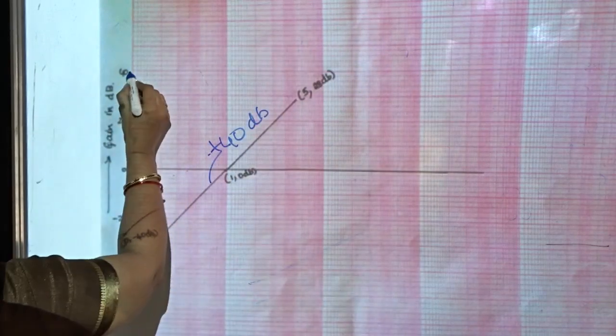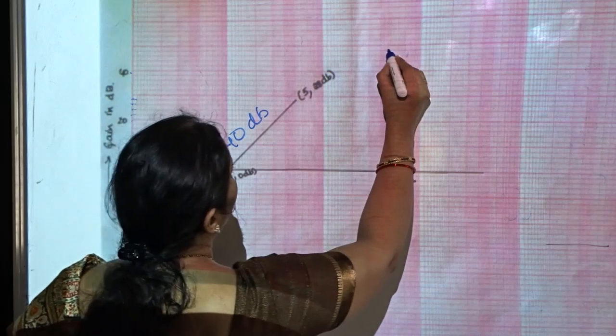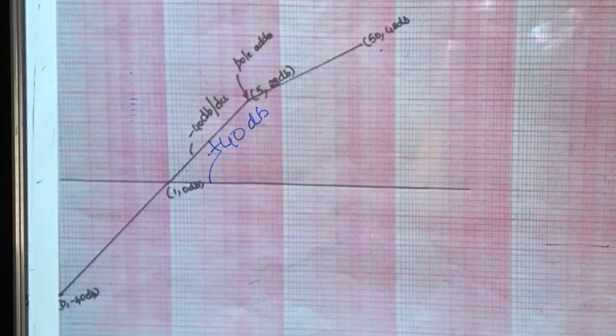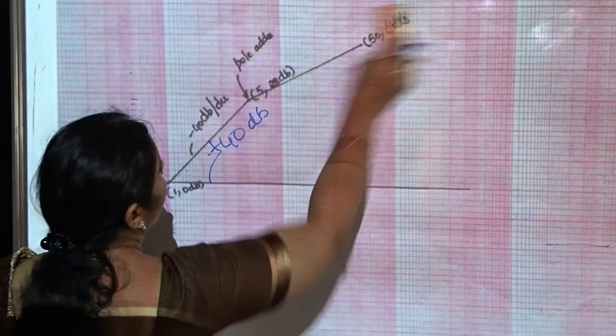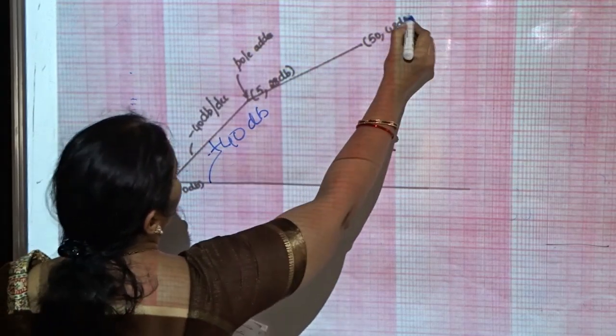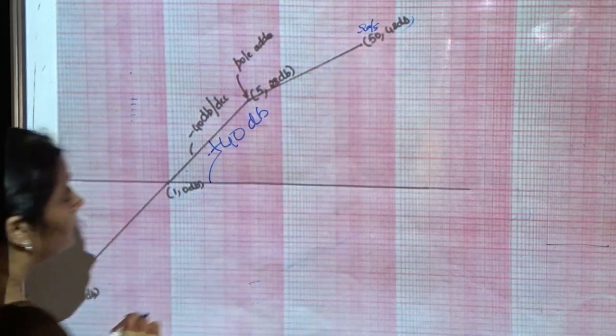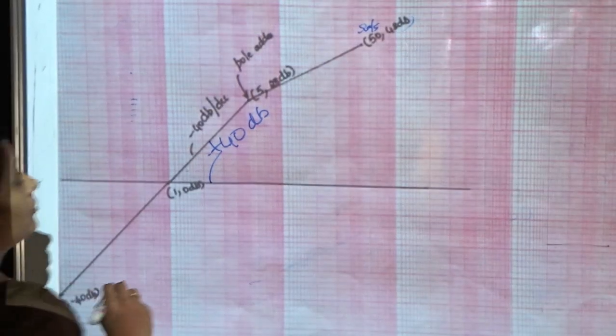Where is 40? This is 40. 48 will be somewhere here, near 50. Okay? See here, 50, 48. This is 50 radians per second, which I have not written, at 48 dB.